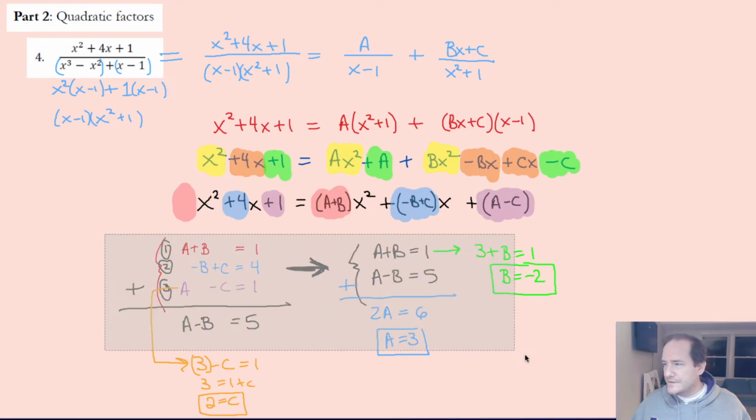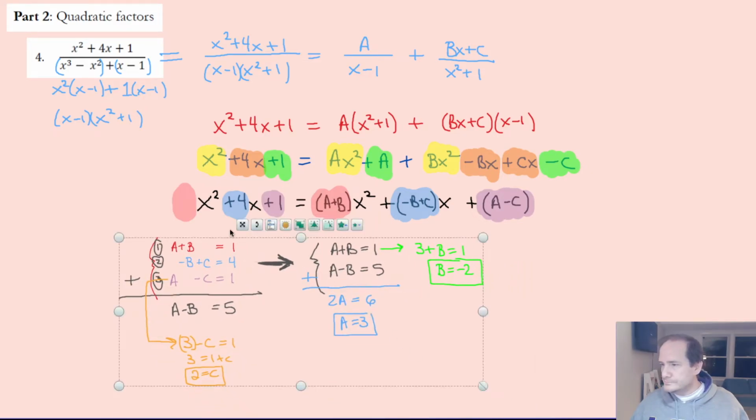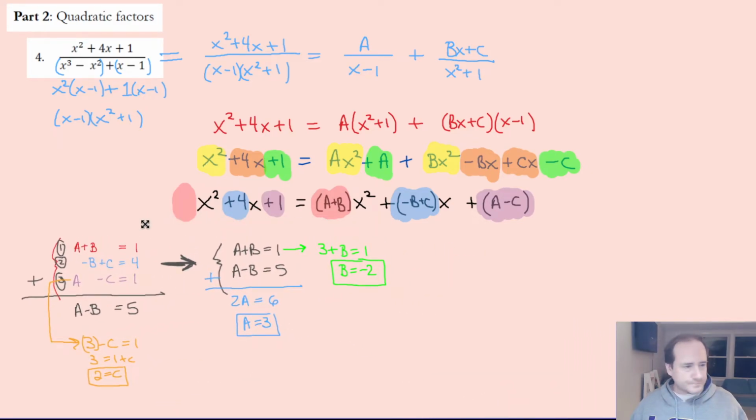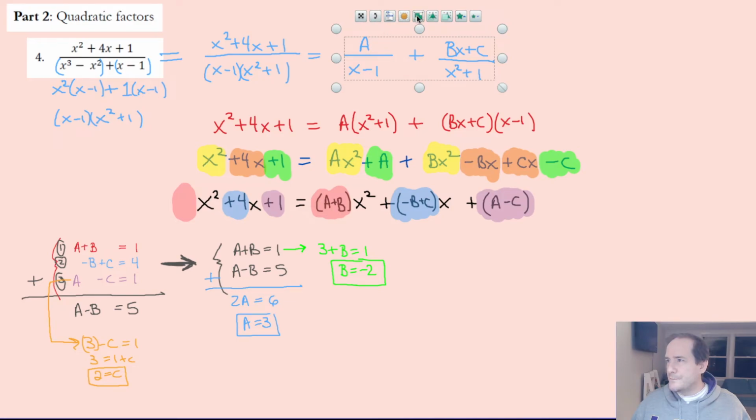So just to clean this up a smidge. That means we can write our final answer now. Remember, our final answer is going to come from this expression that we worked so hard on. So here's our partial fractions.